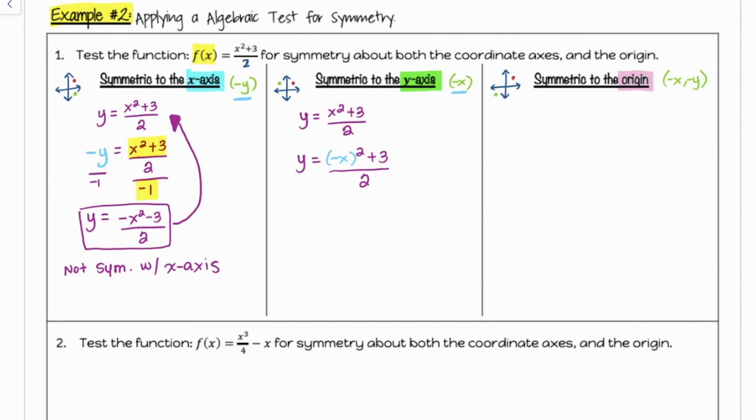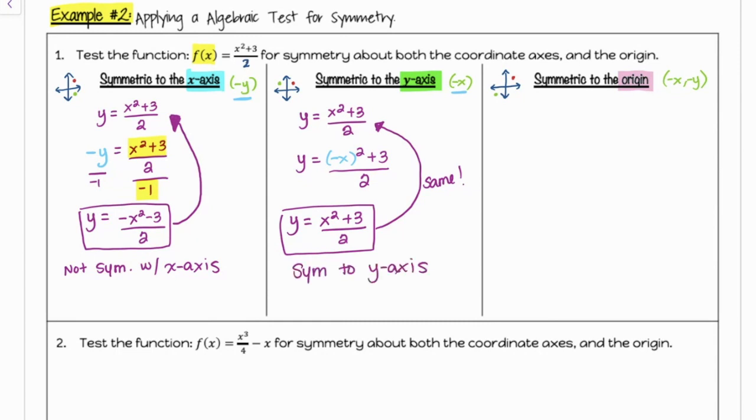I'm going to simplify here and see what I get. All right, so this is what I got. Now I'm going to compare what I got with the original function. They are exactly the same. Since they are the same, that's good for us. That tells us that yes, this function is symmetric to the y-axis. Let's do our last test because that's what the problem was asking us to do, all three.